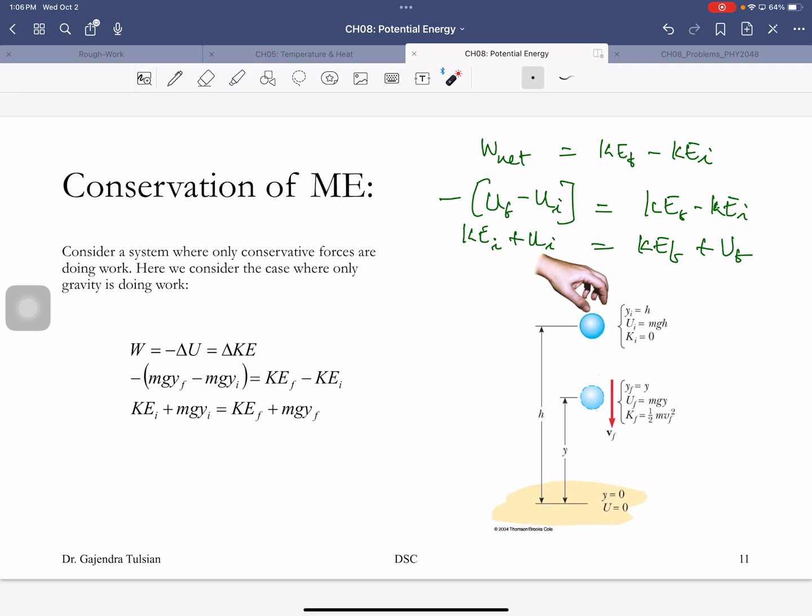All right. So what is the case we're considering? Let's say only the force of gravity is what we're considering. So you drop a ball. What this equation is saying is the sum of kinetic and potential energy is equal to the sum of kinetic and potential energy at the final point. Which one is the initial point?